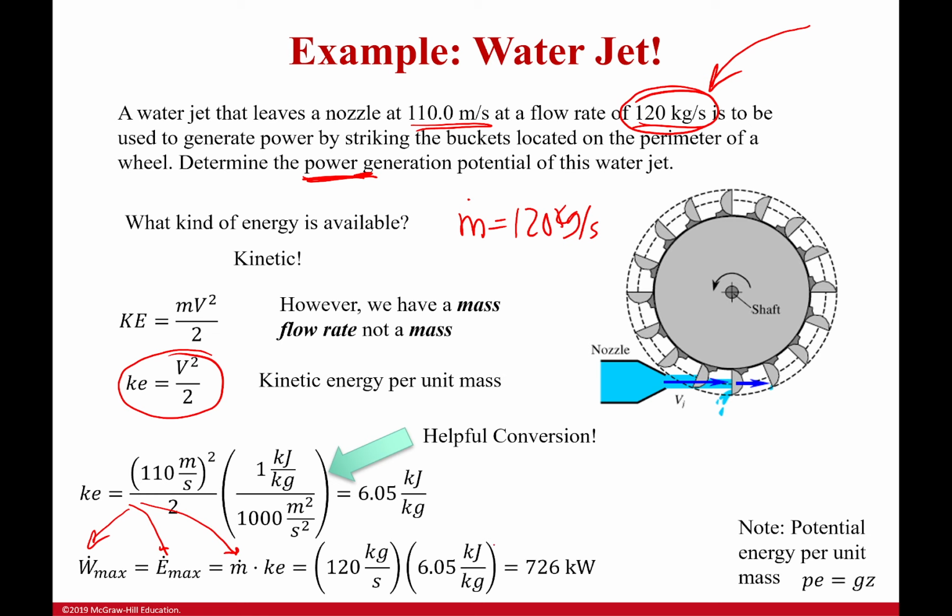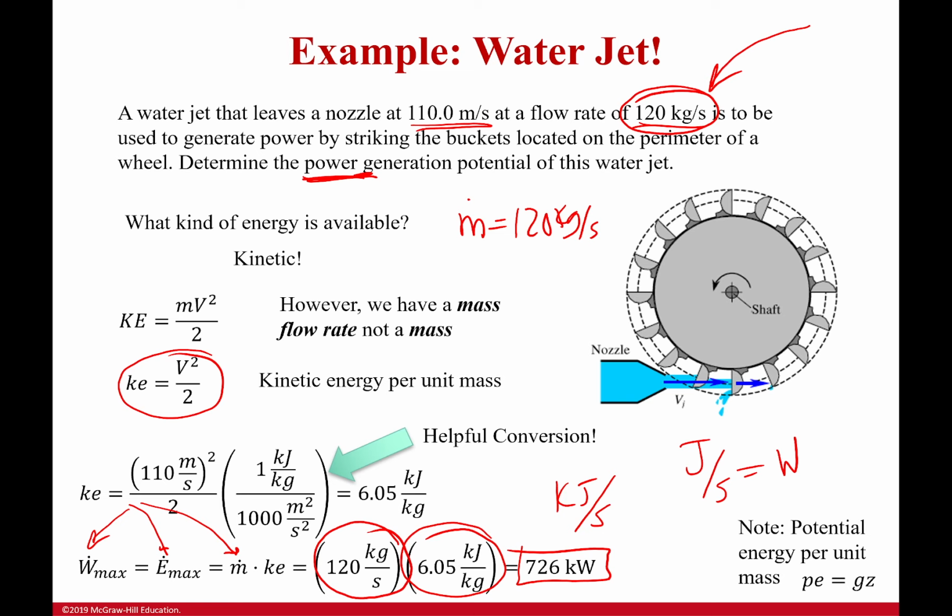So I take my energy per unit mass, I multiply it by my mass flow rate, and that will give me kilowatts. Technically, you'll have kilojoules per second, but a joule per second is equal to a watt, and so that's why it becomes kilowatts. And that is our answer. Happy days, we've got it.